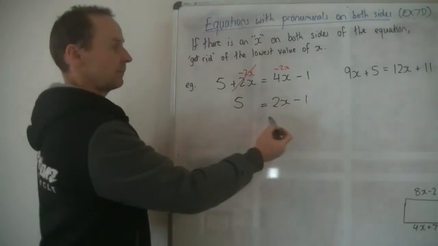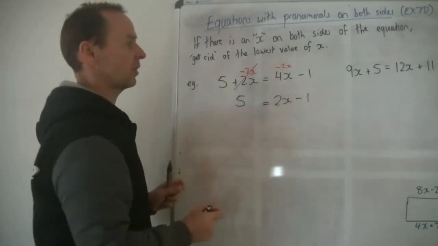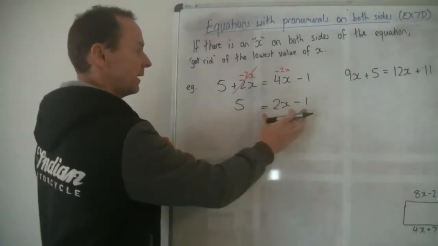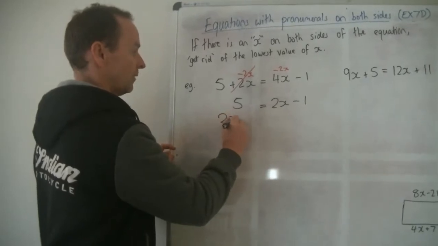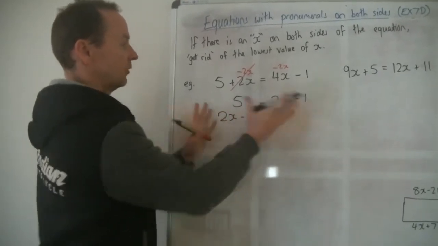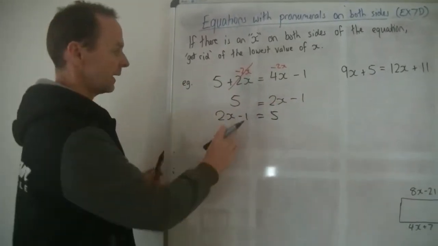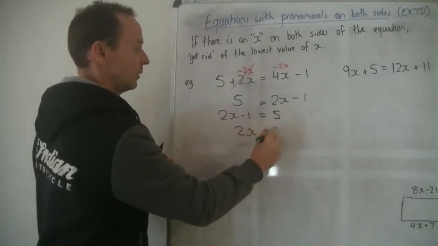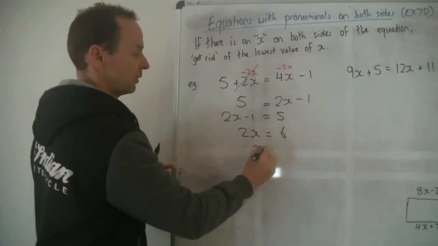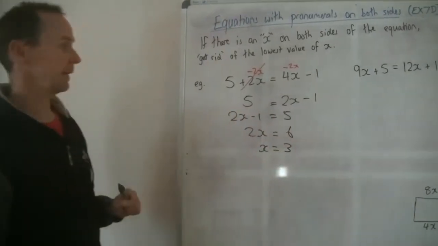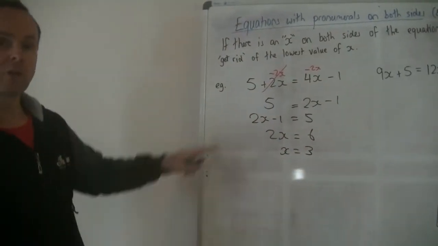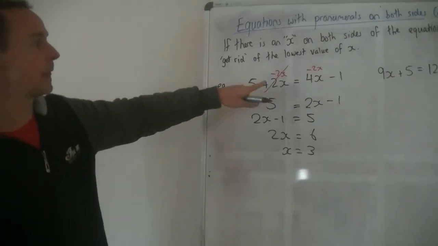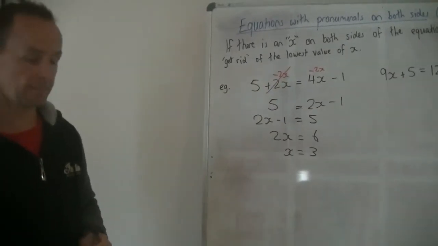Now we can solve it. Normally we have the x on the left-hand side. So if you're more comfortable like that, spend one line, just go 2x minus 1 equals 5, just to swap them around. Okay, now we should know how to do this pretty quickly. Plus 1 to both sides, 2x equals 6. Divide both sides by 2, and you get x equals 3. And there's your answer. So there's only one extra step that we haven't done before. Get rid of the lowest value of x.